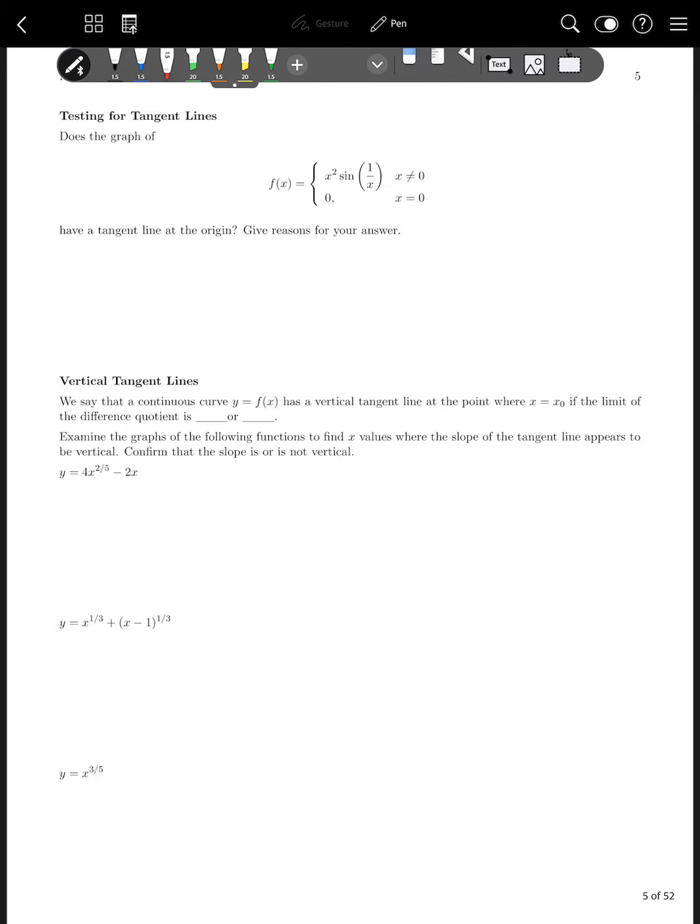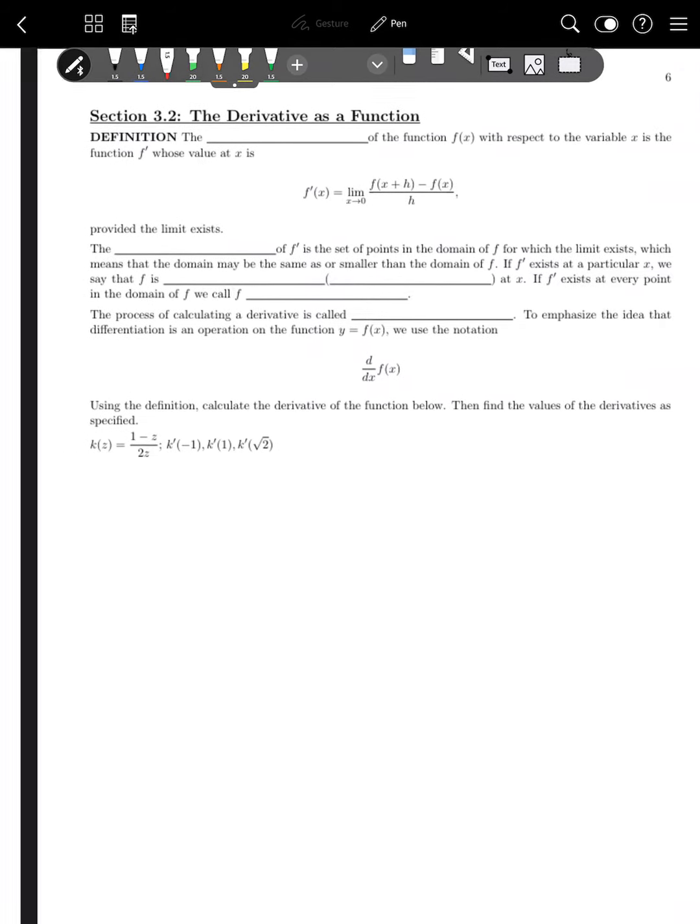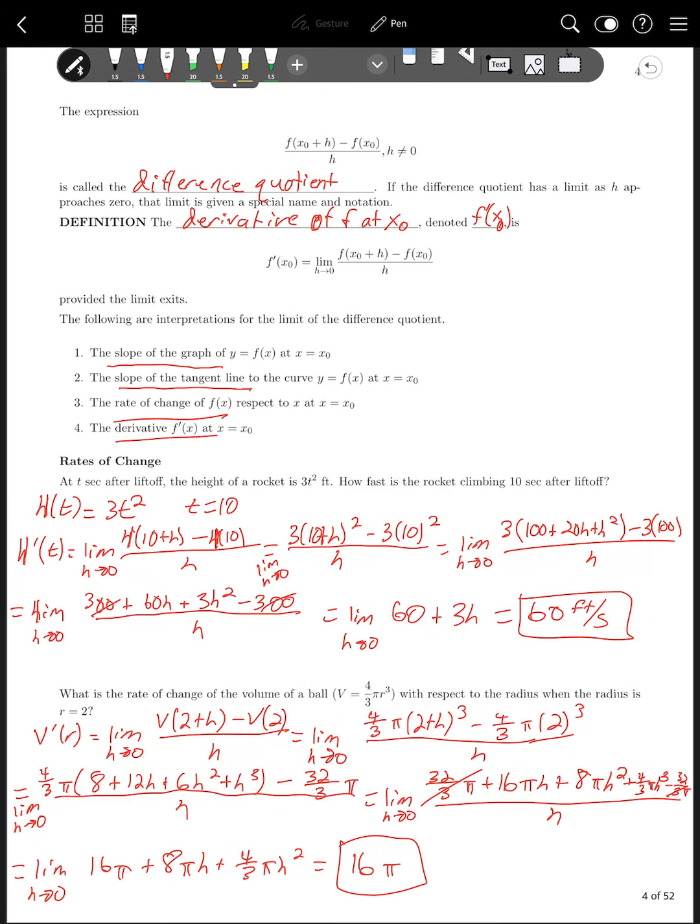We're going to skip this last page because I think this video is long enough and this is not a necessary thing for us to cover. So that's it for section 3.1.